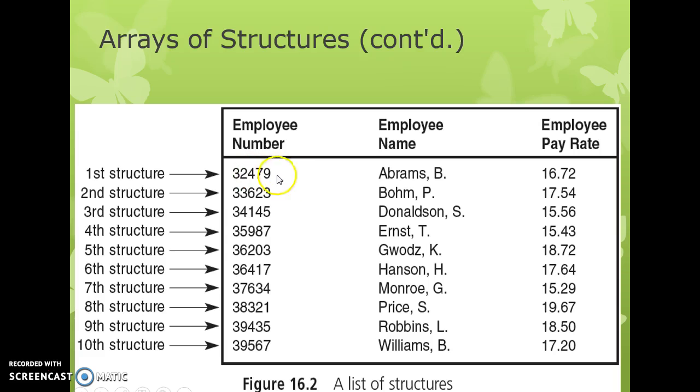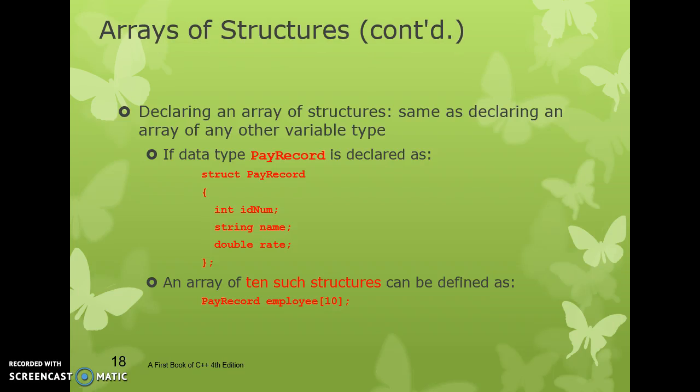So you can see that the first structure contains the first employee number, employee name, and its employee pay rate. Therefore, in total you have 10 structures which maintain the integrity, and the relationship between each of the columns can be seen and extracted. Right. Declaring an array of structures is the same as declaring an array of any other variable type.